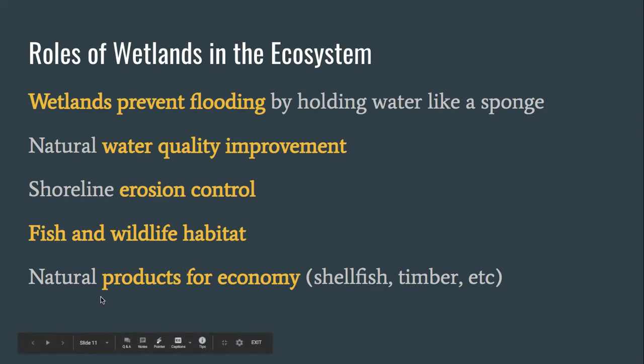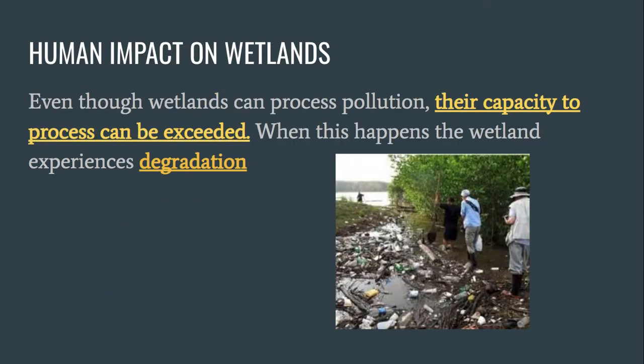And then, of course, wetlands provide natural products for the economy. So timber, what's that show called? Swamp Loggers. That's a show on whatever channel it's on. People will hunt animals, like shellfish or alligator, things like that. Okay, so there's lots of reasons we want to preserve wetlands and keep them around. We don't want to get rid of them. But unfortunately, humans, us being who we are, we do things that aren't necessarily beneficial for the environment, and wetlands are no exception.